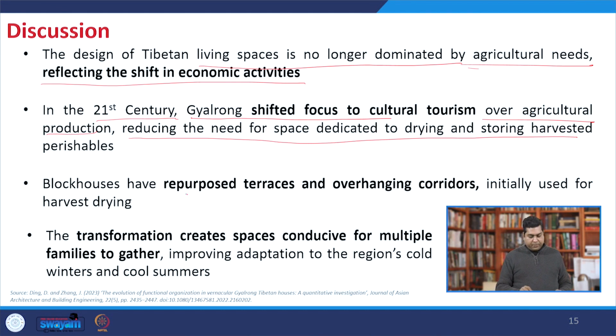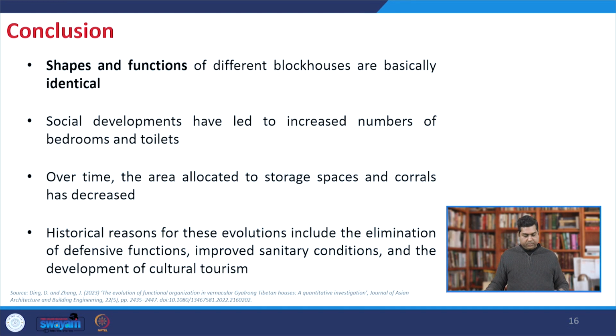Block houses have repurposed terraces and overhanging corridors initially used for harvest drying. So now they are used as terraces for some activity, etc. The transformation creates spaces conducive for multiple families together, improving adaptation to the region's cold winter and cool summers.